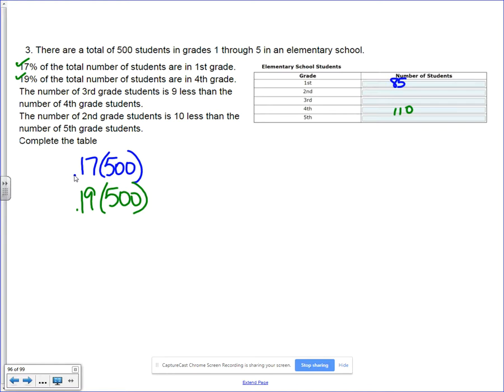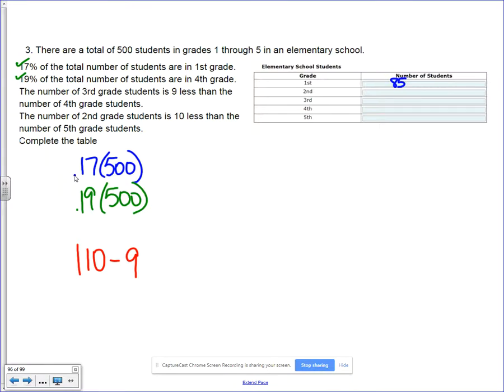The number of third grade students is 9 less than the number of fourth grade students. So if I want my third grade students, I need to do, let's do a different color here, 110, which is my fourth grade, and subtract 9, and that gives me... oh my goodness, you guys, I am so sorry. Let's go back here. I need to recalculate this.